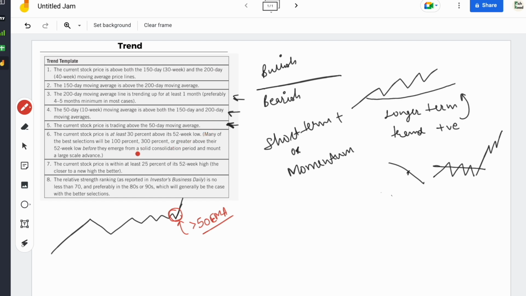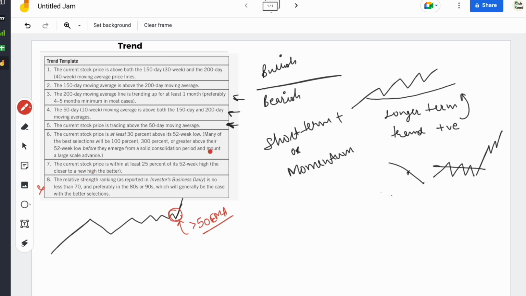Well, then we have some simple points of the stock price being at least 30% above its 52-week low. And the 7th point is the current stock price being within at least 25% of its 52-week high. The 8th point, it's not very relevant, I'll say. If you have a stock which checks all these 7, and the technical scan that I'll give you and my technical modifications I'll give you, you don't really need 8 points. So you can just let it be for now.